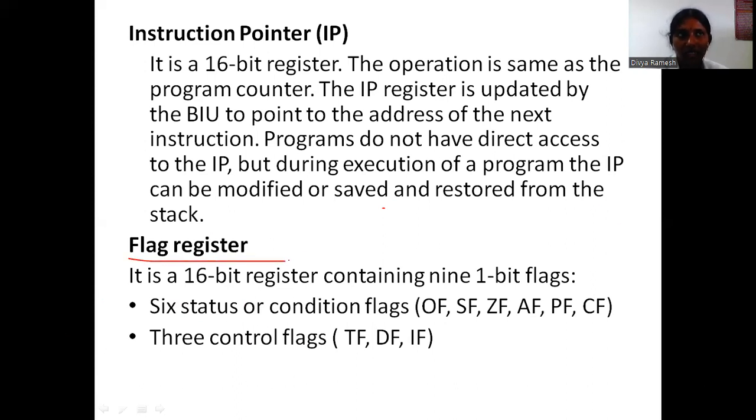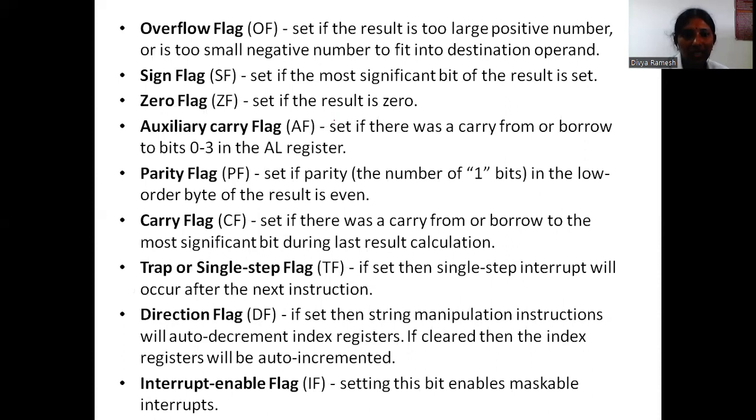The flag register is used to indicate the current status once the instruction is executed. The flag register is a 16-bit register. It contains 9 1-bit flags: 6 status flags or conditional flags, and 3 control flags. These are the various flags.